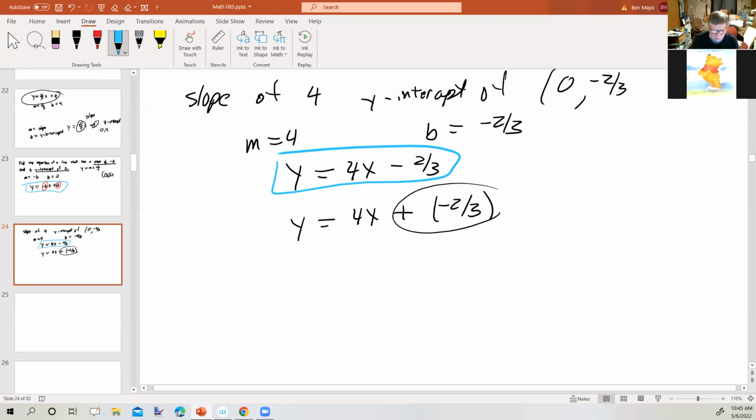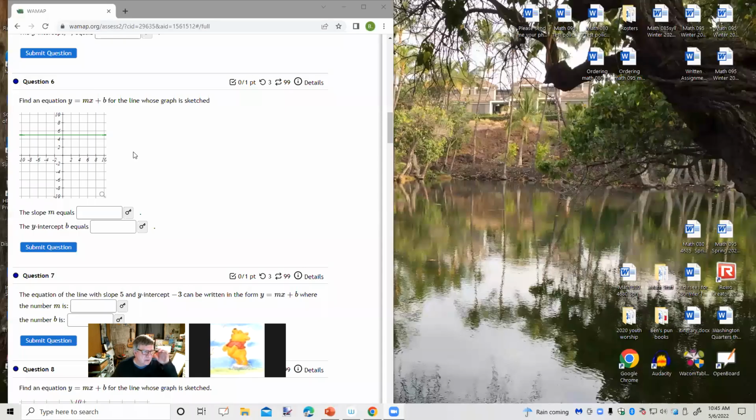Okay. I want to take a look now at Y-map, and I want to look specifically at question number 6. It says, find an equation y equals mx plus b for the line whose graph is sketched. Now, this particular problem isn't too bad. You can see that there's a green line indicating that that's the equation, and it looks like it goes through where y is 5.